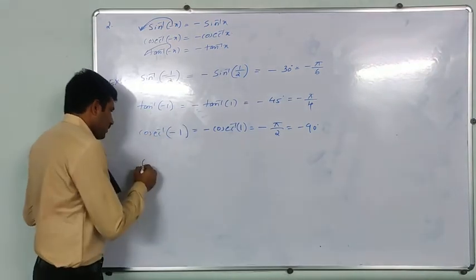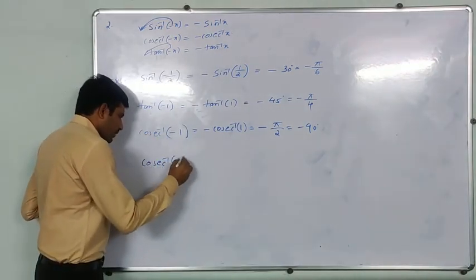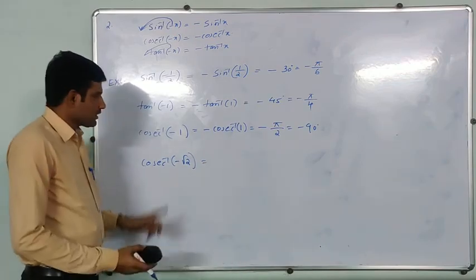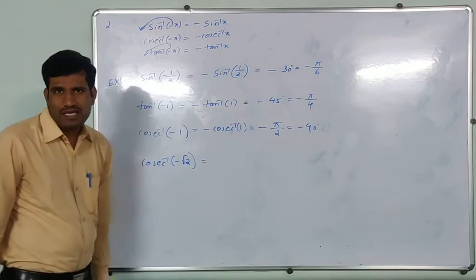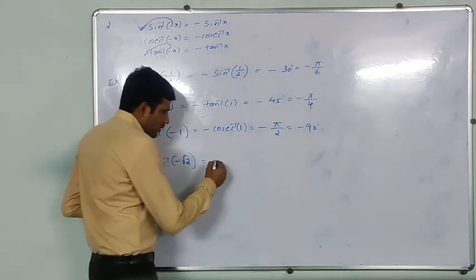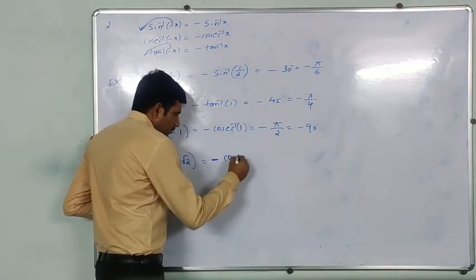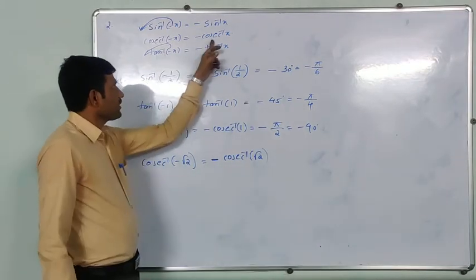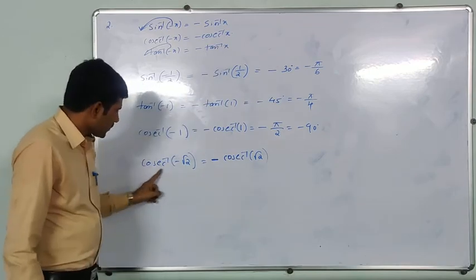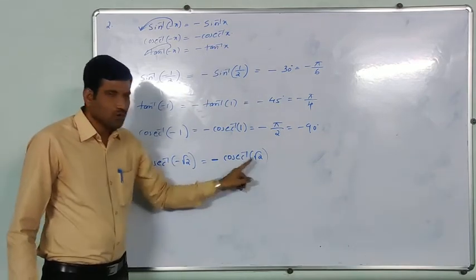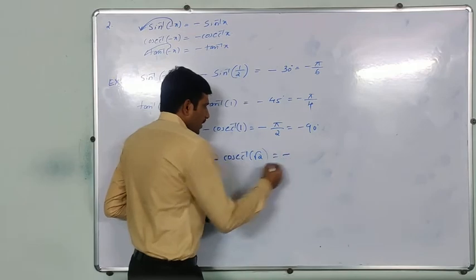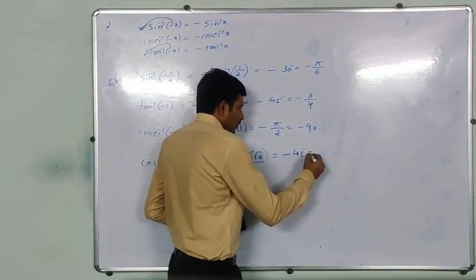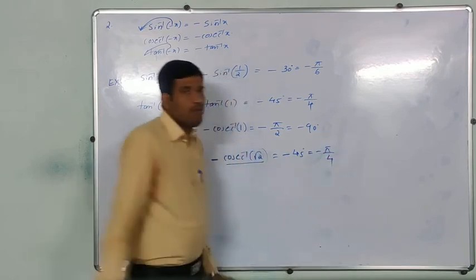Or similarly, cosec inverse of minus root 2. Now this is in the form of cosec inverse of minus x, which is minus cosec inverse of x. So cosec inverse of minus root 2 is minus cosec inverse of root 2. Cosec of which angle is root 2? 45 degrees, so the answer is minus 45 degrees or minus pi by 4.